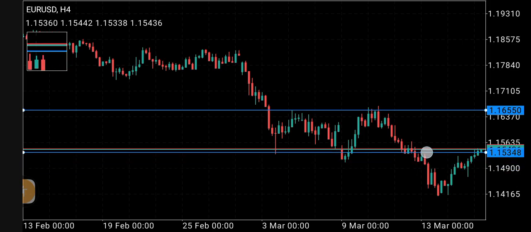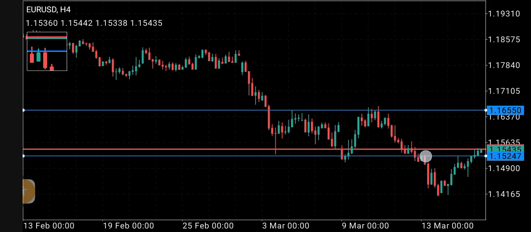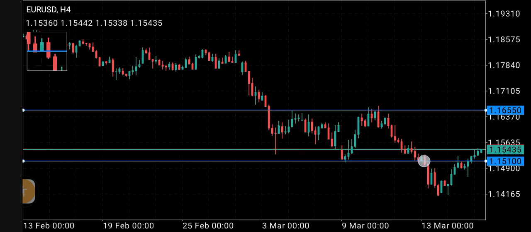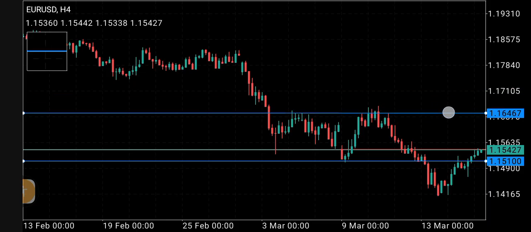Then from this lower high, it's pushed again. This is the most recent swing low, and it made a lower low. Okay, we now have lower high, lower low, confirmed bearishness. So it moved again. There was a kind of mitigation.